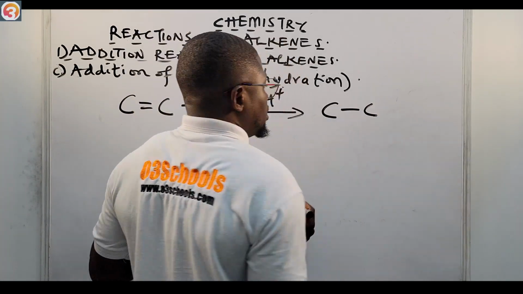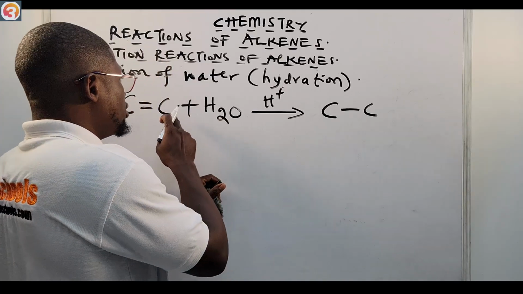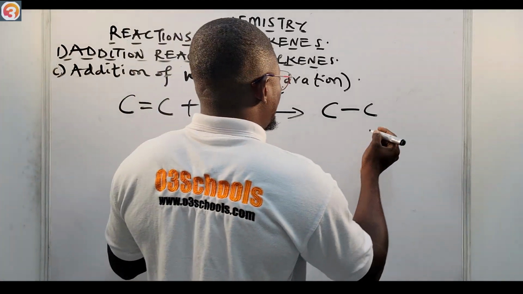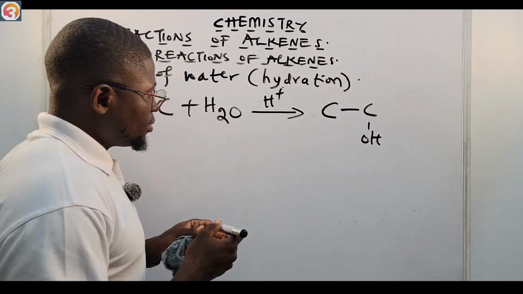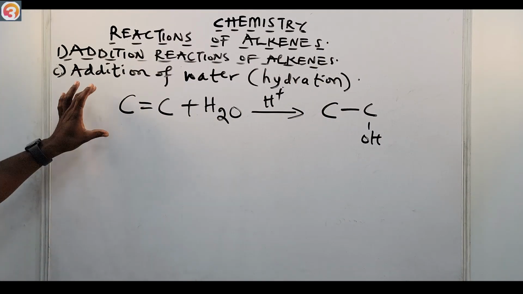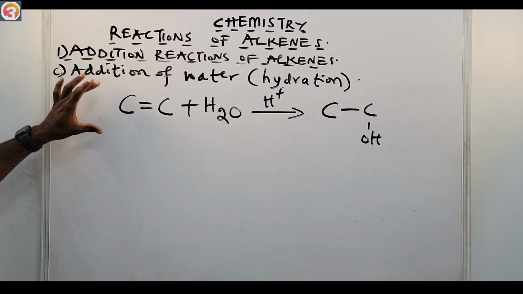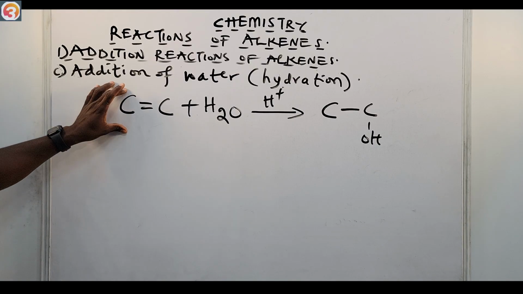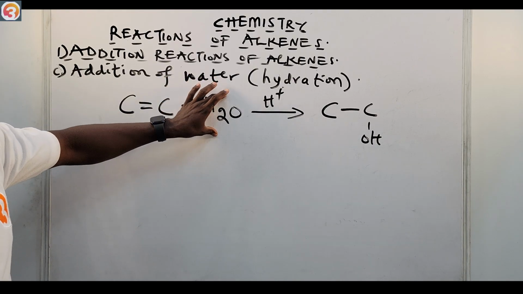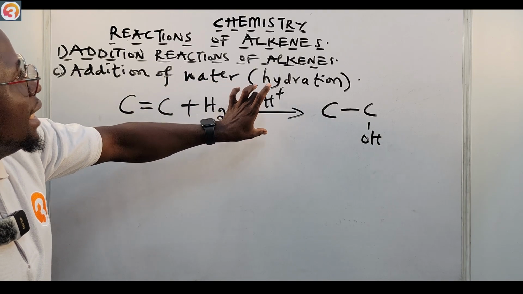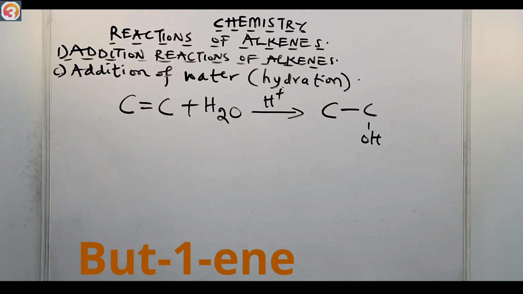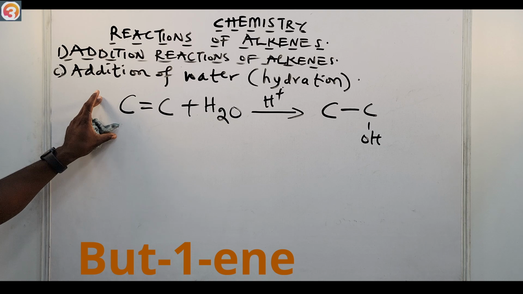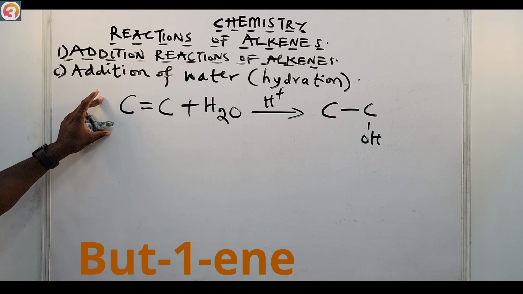Now if we're having our product, this will be C single bonded to C, because the double bond will be broken. We're now going to have OH here. Then I think that is that. So this is the addition of water. This is hydration, the reaction of an alkene with water in the presence of hydrogen ion to give us an alcohol. So for example, if the alkene is, let's say, propene, for example, let us use propene.